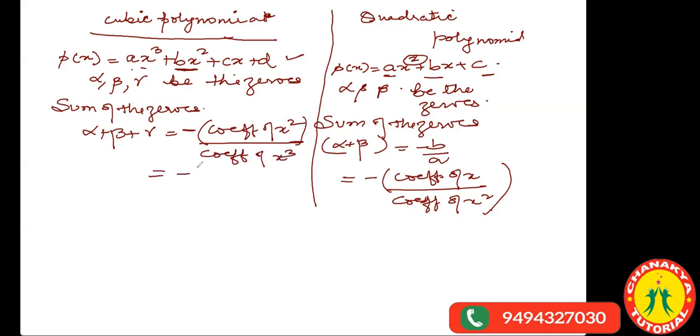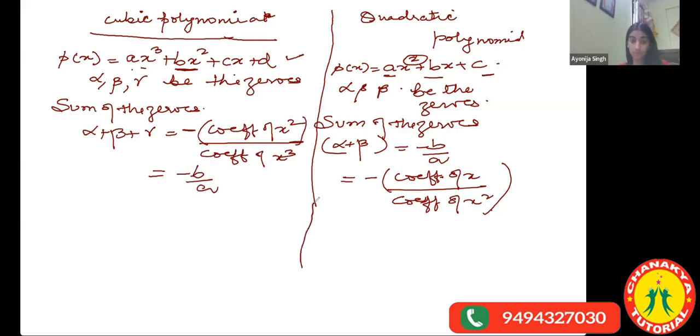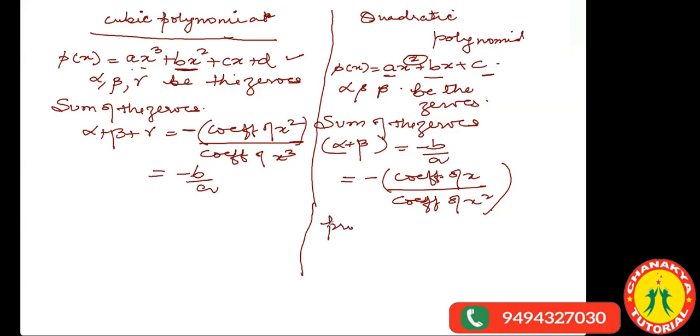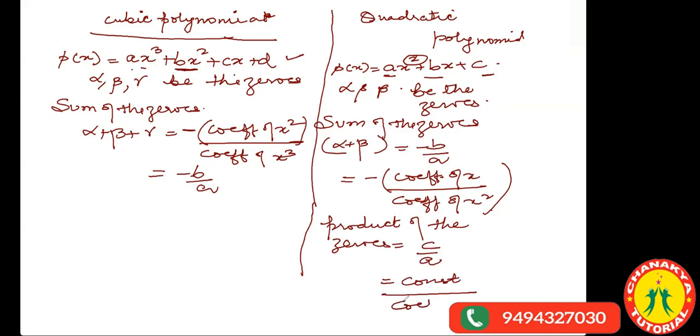Right? So it will be minus b by a. Clear, children? Yes, ma'am. Now come here. Here is the product of the zeros. Because we have only one constant term c, the product of the zeros will be c by a, or you can write constant term divided by coefficient of x square. Clear?